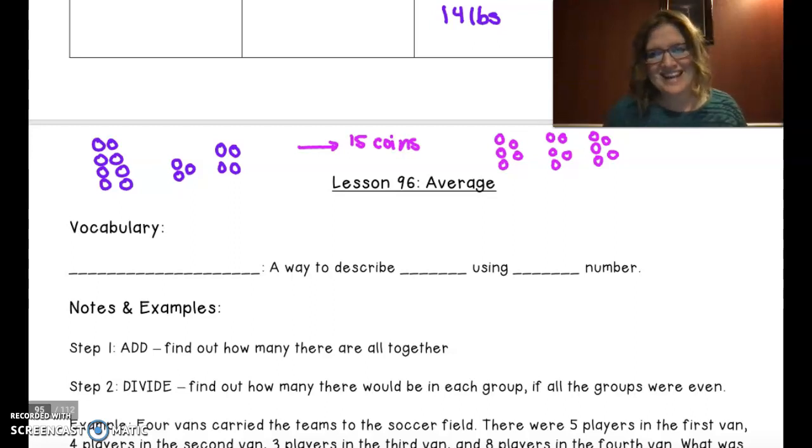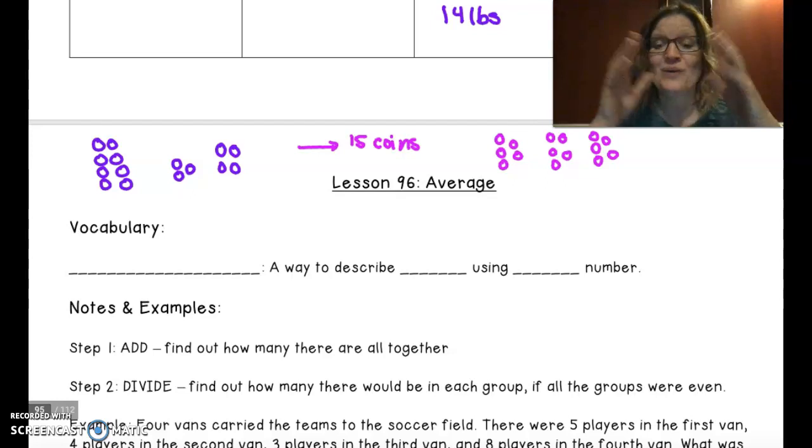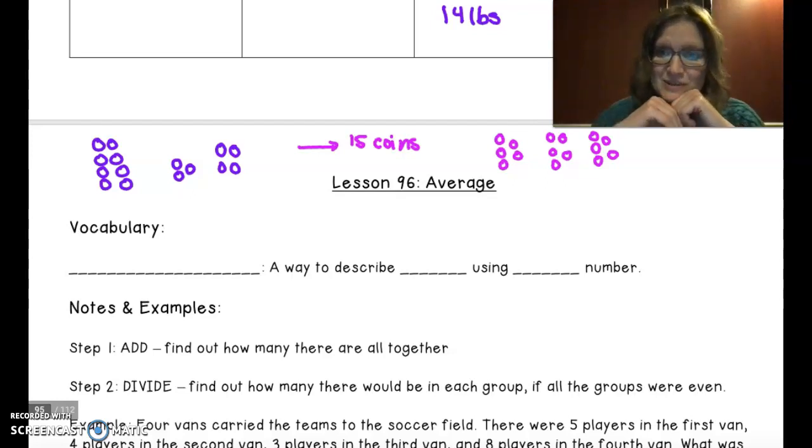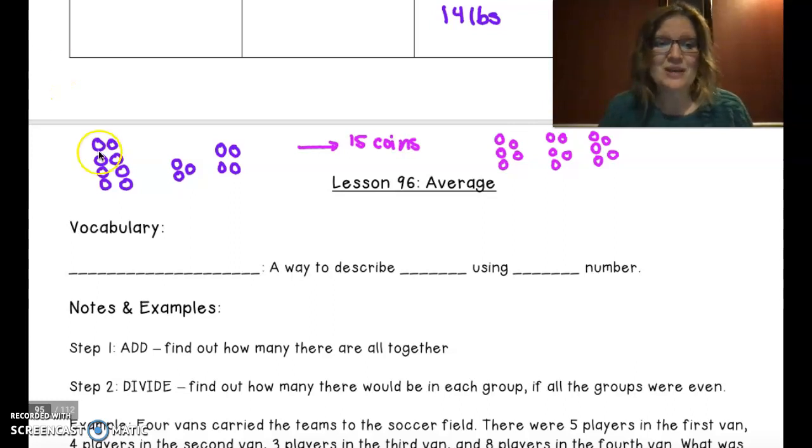Hi, we are on lesson 96 and my screen is a little skittywampus today because I want to show you an example of average and what it means to average something. In your book it has beautiful pictures of money stacked up. I would ask you to refer to that because it's much prettier than my sad little drawings, but for all intents and purposes, I hope you get the point.